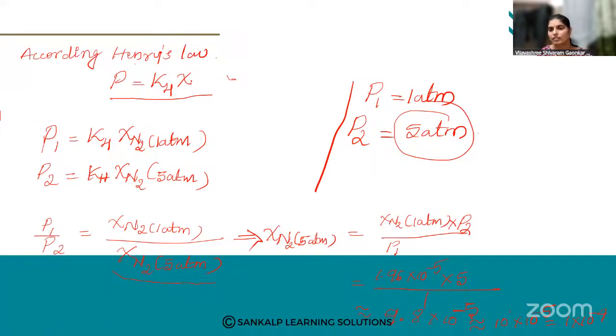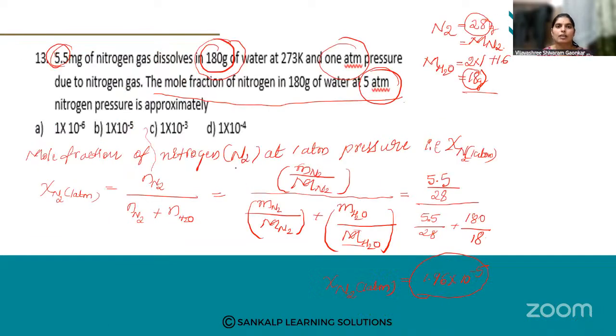10 raised to 1, that is the meaning, right? You know the laws of exponents, right? It becomes 10 to the power -4. So 10 to the power -4 can be written as 1 into 10 to the power -4. So the correct answer among the 4 is option D. Okay. Next.